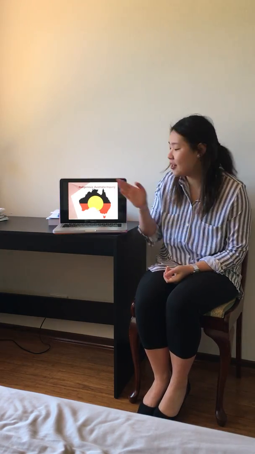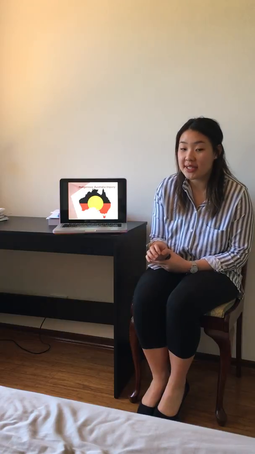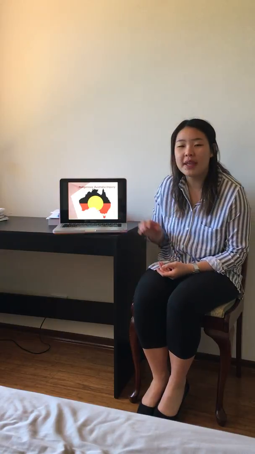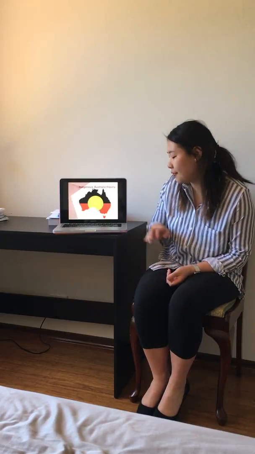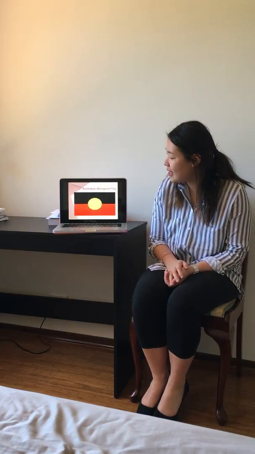So again, our topic for inquiry is Indigenous Australia. Here we go. Now, today we're going to be looking at some symbols that represent Indigenous Australia and the Aboriginal people. The first one that we're going to focus on is the Aboriginal flag, which is this one.